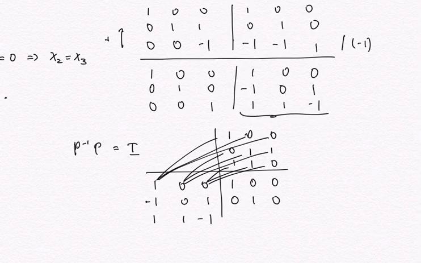1 times 1 is 1, plus 1 times 0 is 0, plus minus 1 times 1 is plus 1 minus 1 is 0. 1 times 0 is 0, plus 1 times 1 is 1, plus minus 1 times 1 is 0. And finally, 1 times 0 is 0, plus 1 times 1 is 1, plus minus 1 times 0 is still 1, and it checks out.